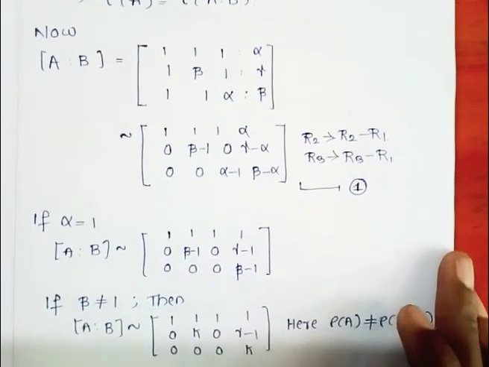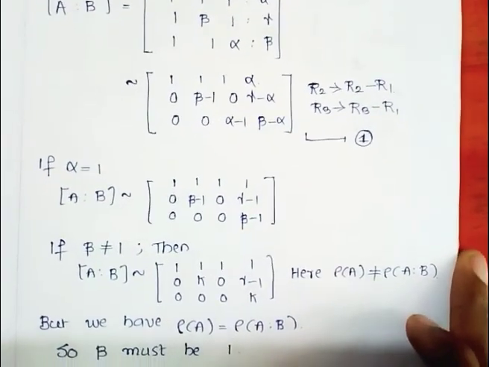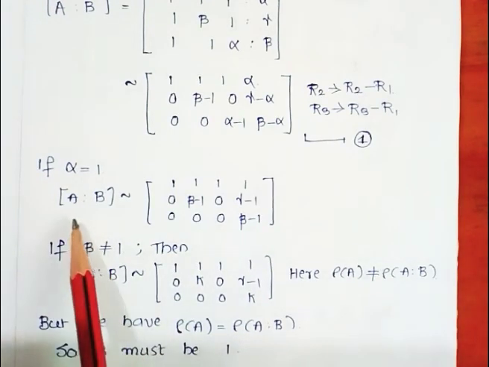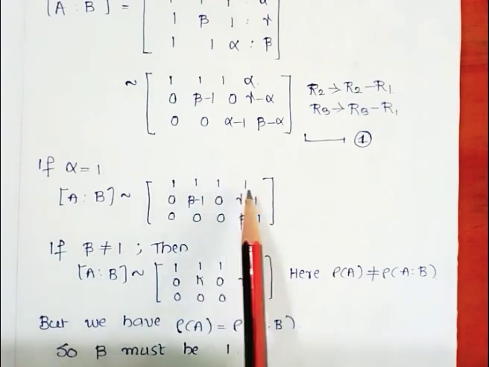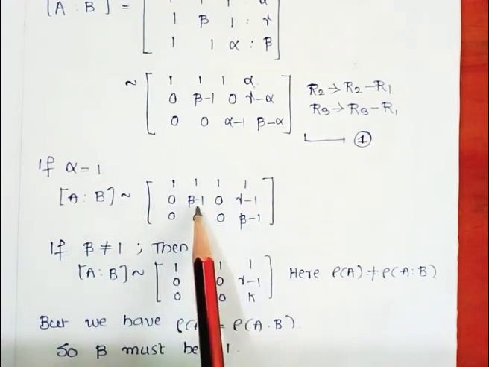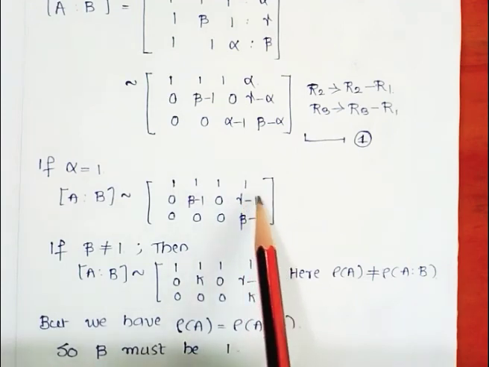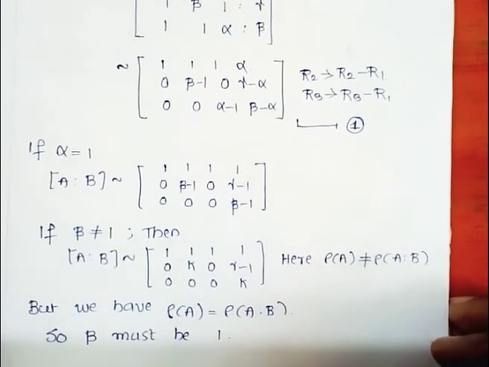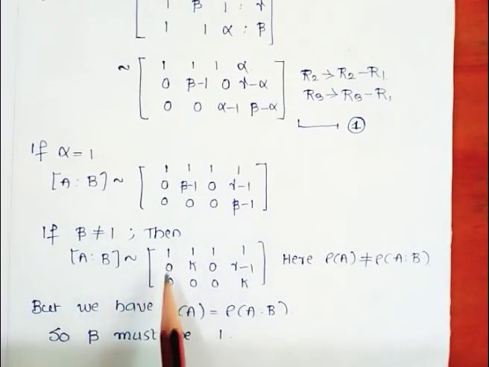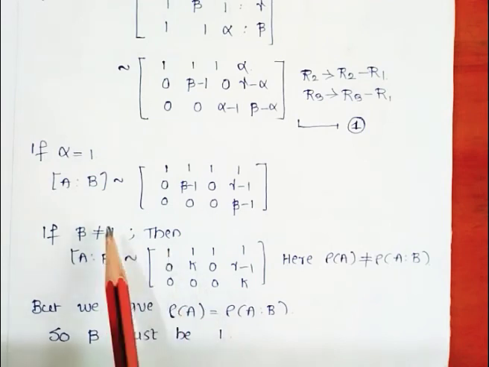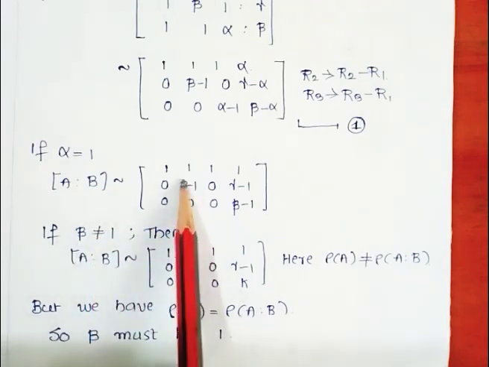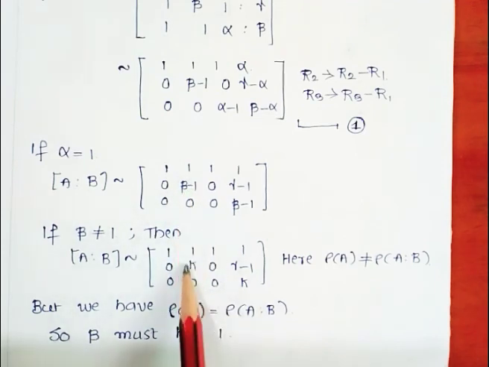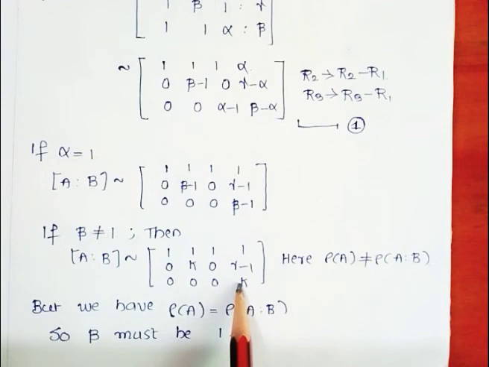Now, if alpha is equal to 1, then the augmented matrix becomes [1 1 1 1; 0 beta minus 1 0 gamma minus 1; 0 0 0 beta minus 1]. Putting alpha equal to 1, the alpha positions become 1, gamma minus alpha becomes gamma minus 1, and beta minus alpha becomes beta minus 1. Now suppose beta is not equal to 1. Then the augmented matrix is similar to [1 1 1 1; 0 k 0 gamma minus 1; 0 0 0 k], because beta not equal to 1 means the term beta minus 1 is non-zero, so we take a non-zero term k.